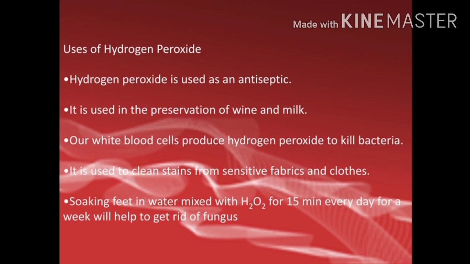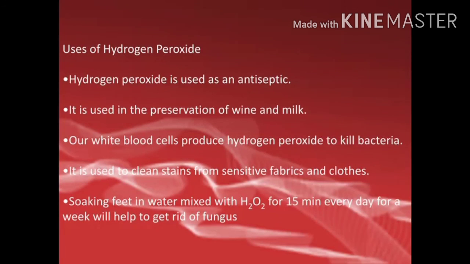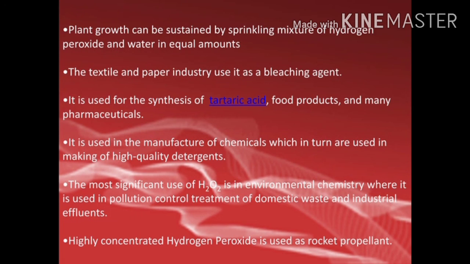Our white blood cells produce hydrogen peroxide to kill bacteria. It is used to clean stains from sensitive fabric and cloth. Soaking feet in water mixed with hydrogen peroxide for 15 minutes every day for a week will help to get rid of fungi. Plant growth can be sustained by sprinkling a mixture of hydrogen peroxide and water in equal amounts.